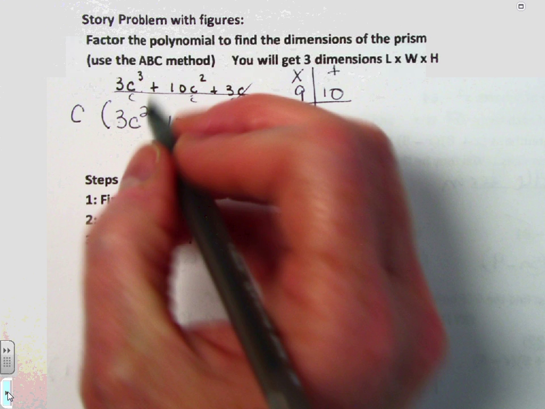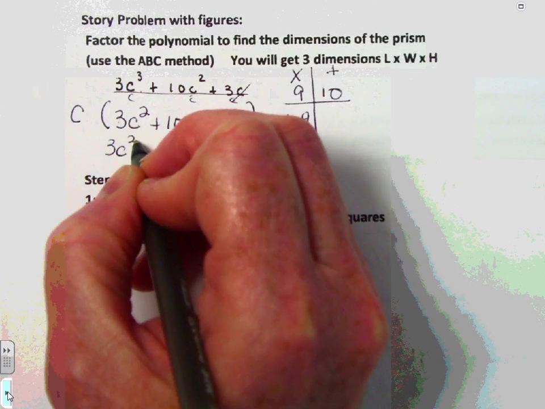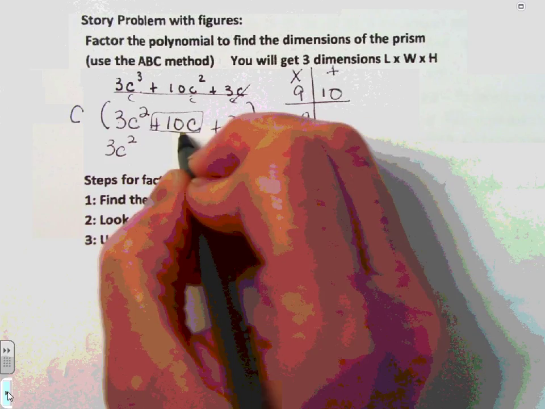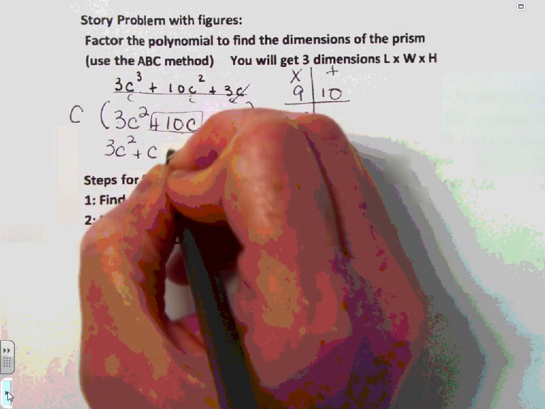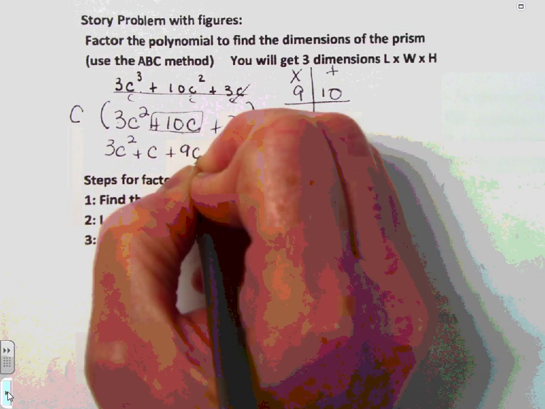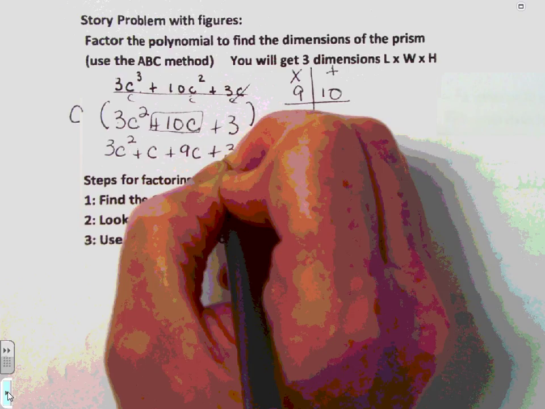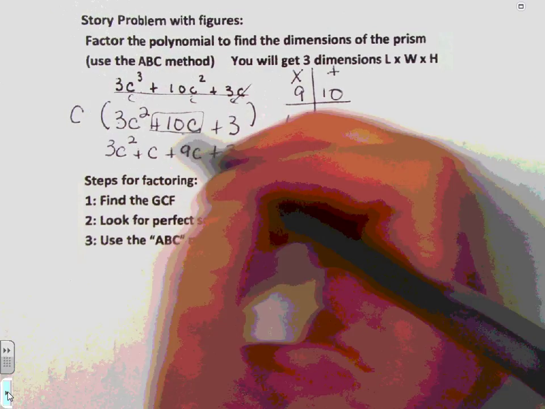So now I have the 3C squared. I bring the first term down. I'm changing the 10C into a 1C plus a 9C. Okay? And then I bring the last term down. Now we can do factor by grouping, right? We have 4 terms. We just split them.